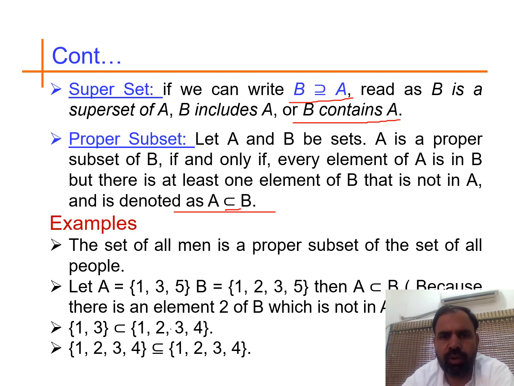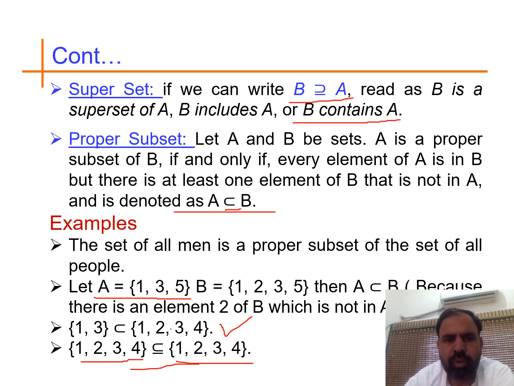For example, the set of all men is a proper subset of the set of all people. Let A be equal to this, B equal to this, then A is a proper subset of B, because all the elements of A are contained in B. There is an element of B, 2, which is not in A, so {1, 3} is a proper subset of this. And if we write these sets, you can see that they may be equal, {1, 2, 3, 4}, the same elements, so these sets are improper subsets of each other.